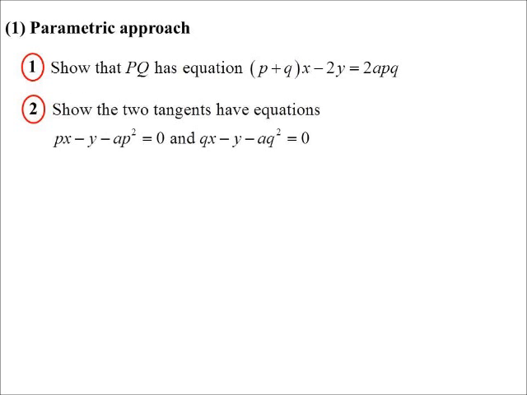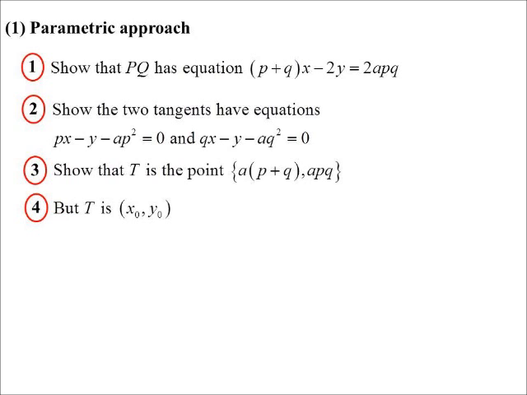Now we could also find the equations of those two tangents. So px - y - ap² and qx - y - aq². We could solve them simultaneously and come up with our point of intersection, which you remember for two tangents was a times the sum of the two parameters for the x value, a times the product of the parameters for the y value. However, we know that external point.